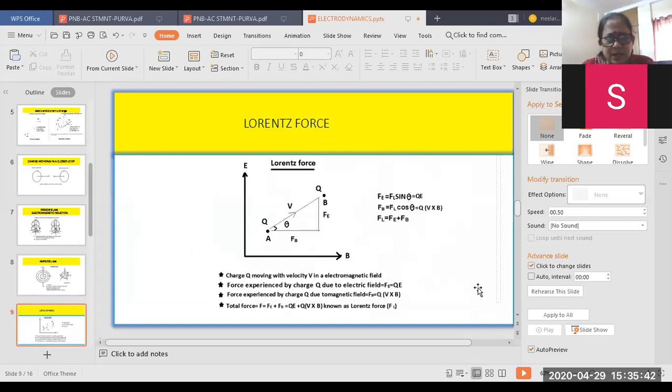Yesterday's class I taught you Lorentz force. So the same thing I am showing in the slide. You see here, this is an electromagnetic field. So E is along the y-axis, B is along the x-axis. Electric and magnetic both existing together. That is why it is called an electromagnetic field. As you know, electric and magnetic fields cannot be along the same line. They will always be at an angle of 90 degrees. That's why I am taking E along y-axis, B along x-axis.